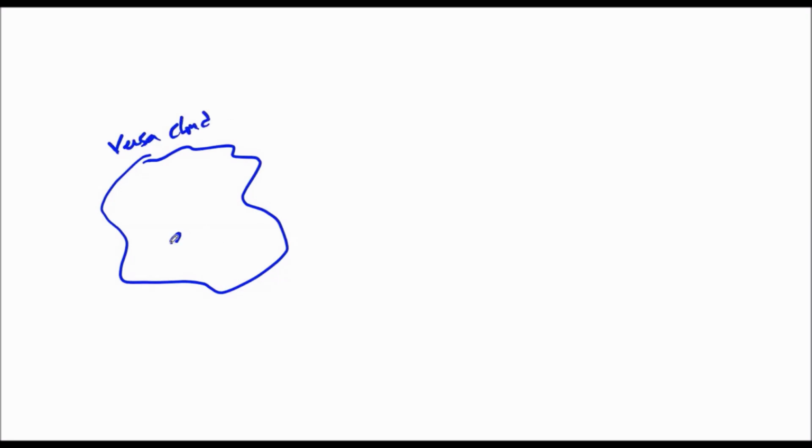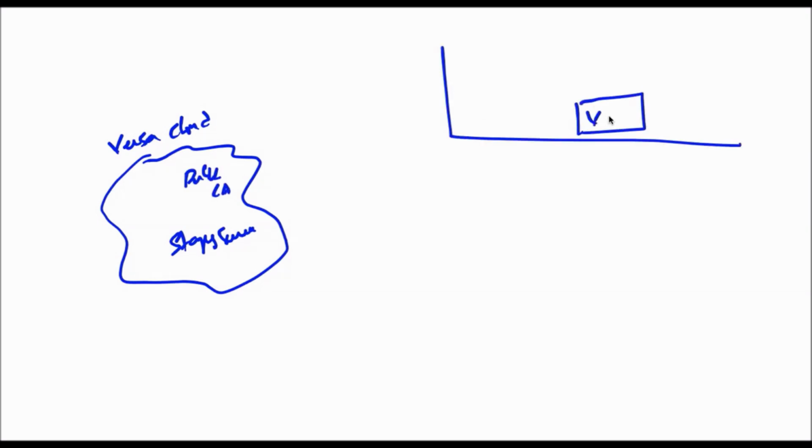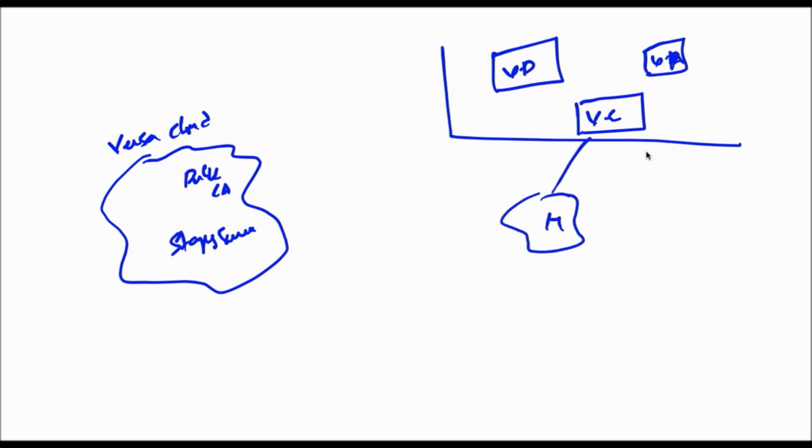Here we have a Versa staging server, as well as the public CA, Versa's public CA. This is your production environment. It has the production Versa controller, the production Versa director, and Versa Analytics. It has the MPLS circuit and the internet circuit.